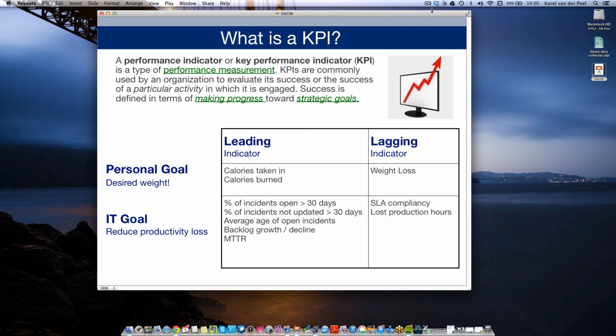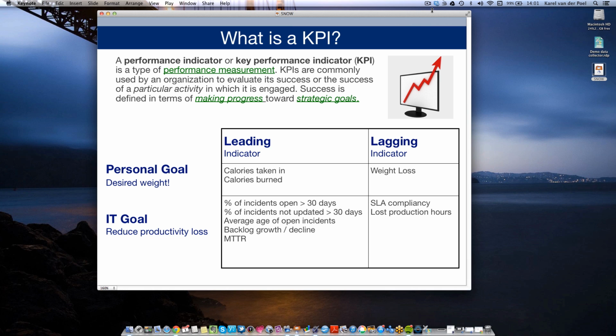Within performance management, people talk about leading and lagging indicators, and this is an important concept. I'll explain this real briefly with an example. So the personal goal that some of us have, when summer is approaching, is to lose some weight. So we have a desired weight that we want to hit. The lagging indicator is we step on the scale and we look whether we managed to lose weight, and then we conclude that we didn't or we did. It's past performance looking. It's not going to tell us if we are going to lose weight. It tells us whether we have lost weight.